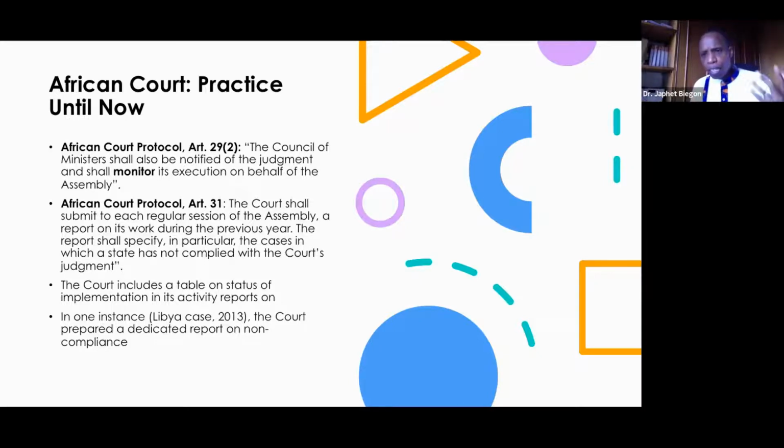And I think any discussion on implementation in relation to the African Court must begin with the two provisions in its founding treaty. Article 29(2), which provides that the Council of Ministers shall also be notified of the judgment and shall monitor its execution on behalf of the Assembly. So it seems that the African Court Protocol provides a mechanism, a political model of monitoring implementation. But then the question is, how will the Executive Council monitor this implementation without information from the court on the extent to which a specific state party has complied?